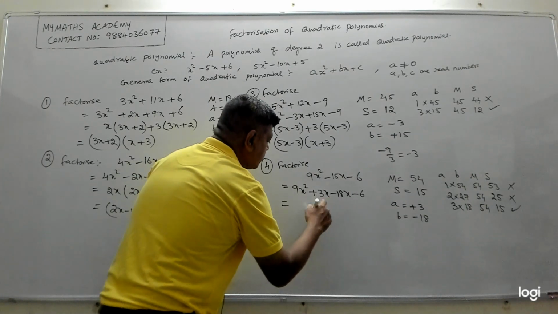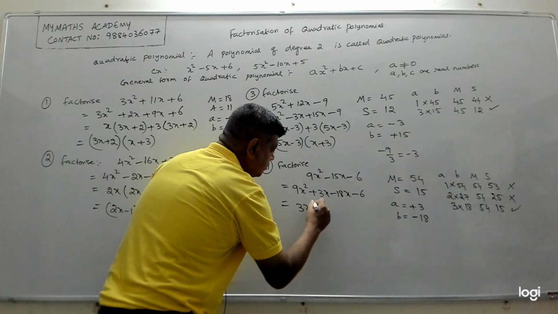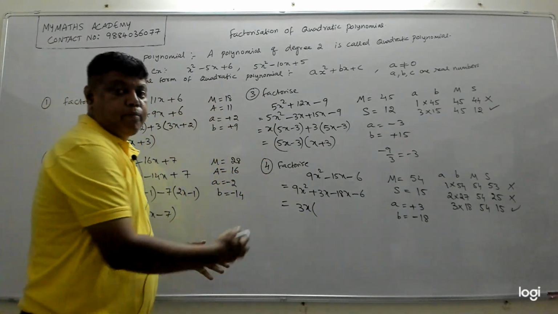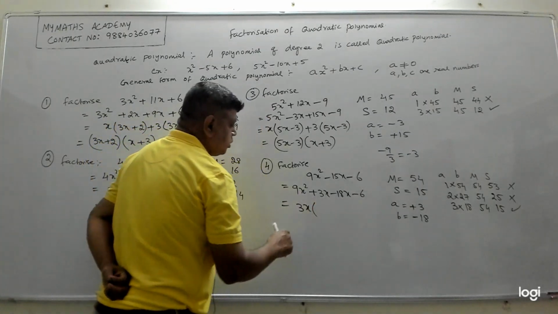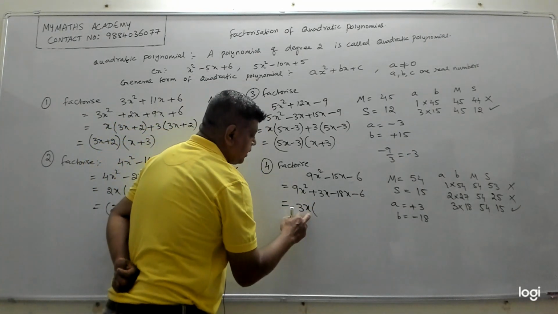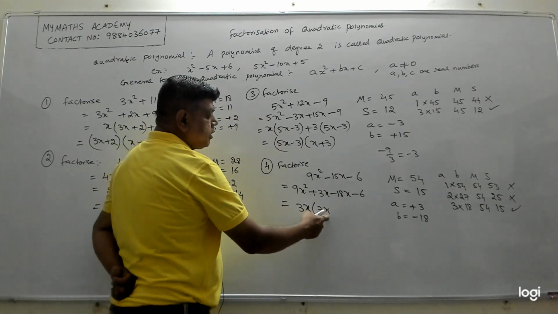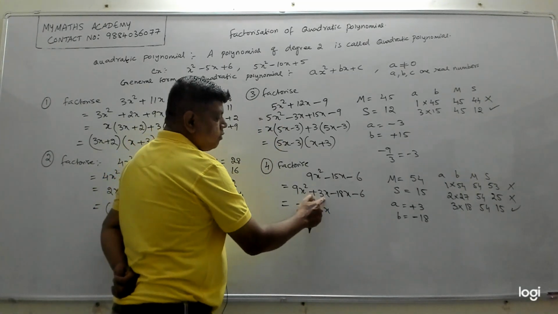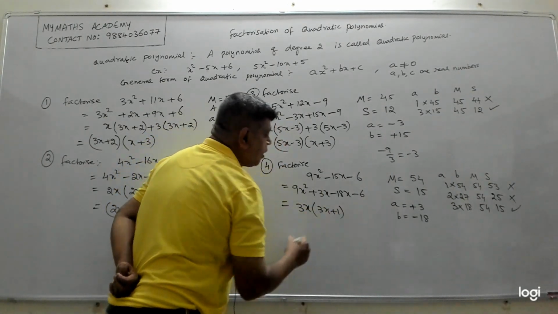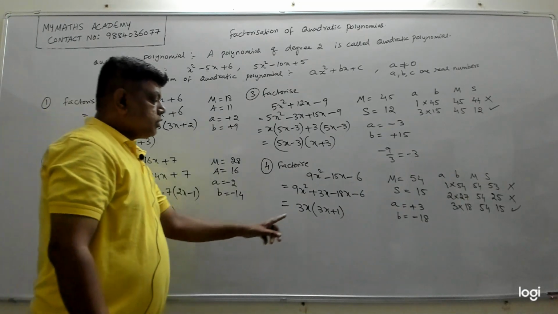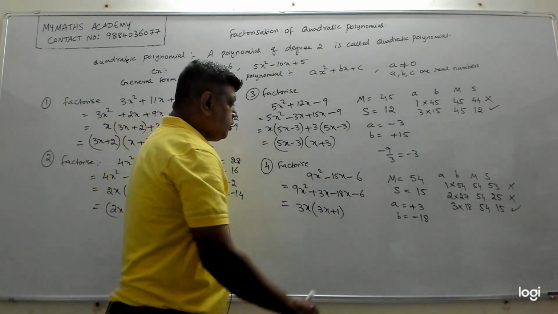Now we will see what is common in these two, 9x square and 3x. Which is common? 3 is common because both are divisible by it. Also x is common. You have to take the maximum common out of this. Now if I take 3x common out of 9x square, I will have 3x, because 3x into 3x will give me 9x square. Now here we had 3x, we took the 3x out. So what will we have? We will have plus 1, because 3x into 1 will give you 3x.